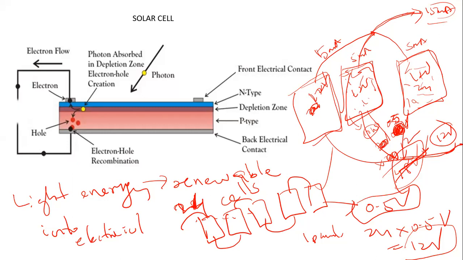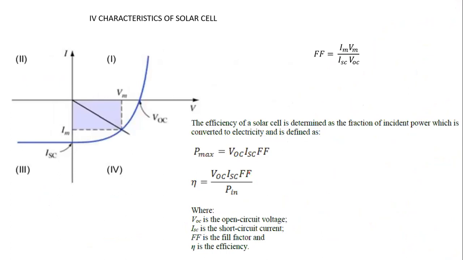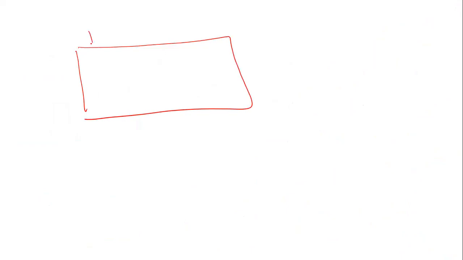Now, how are solar cells designed using semiconductors? That's what we are going to study: how solar energy, light energy, can be converted into electrical energy using a PN junction. So the design is something like this. Let's say this is a PN junction, and here we know that there is a depletion region in the PN junction. This is the junction and this is the depletion region.